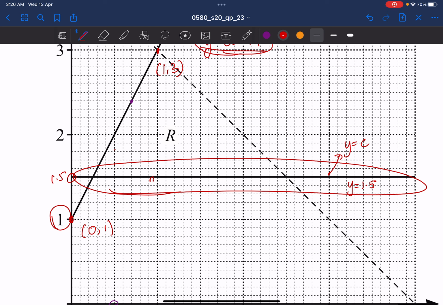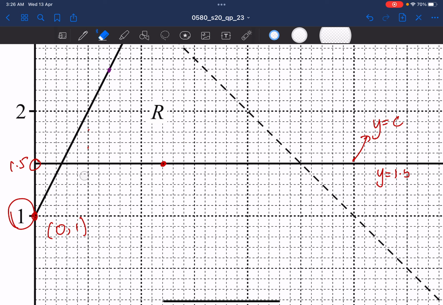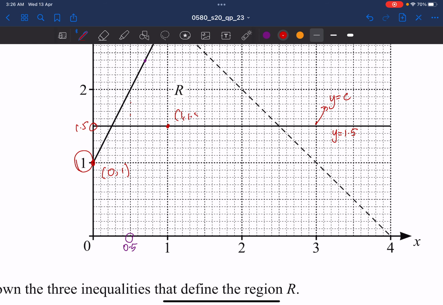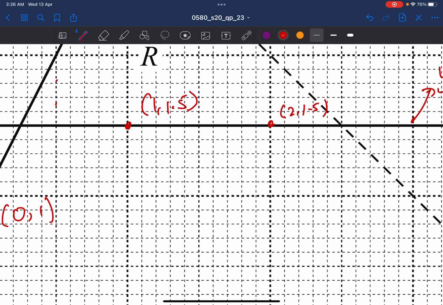Why does the equation of a horizontal line take this form, y equals a constant? Because a line is formed by infinitely many points, right? But no matter which point on this line, we'll have the y coordinate equal to 1.5. For example, this one is (1, 1.5). This one is (2, 1.5). This one is (1.5, 1.5), right?